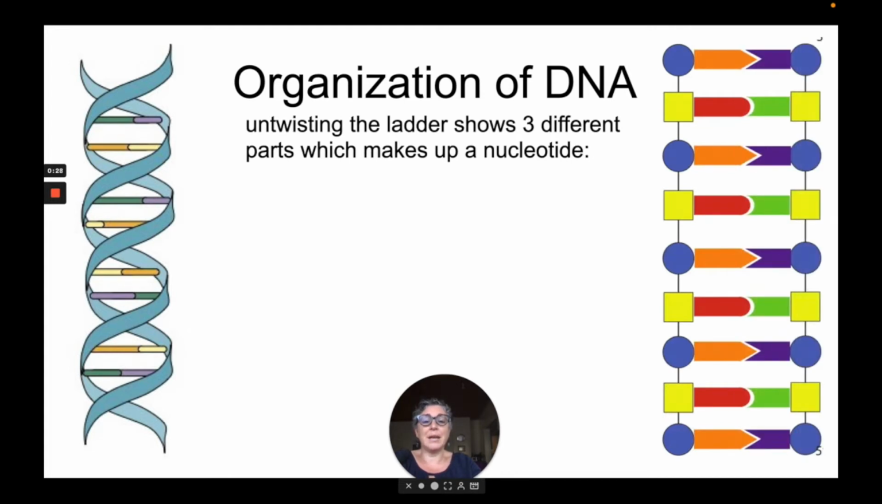So if we take our double helix, that ladder, and we untwist it, it's going to show three different parts which make up a nucleotide. The first part is the phosphate, and we are already familiar at least with the name phosphate. We've seen phosphates in cell membrane. Remember, it's called a phospholipid bilayer, and the round structure that makes up the outside parts of the bilayer are phosphates. So again, we're going to see phosphates here.